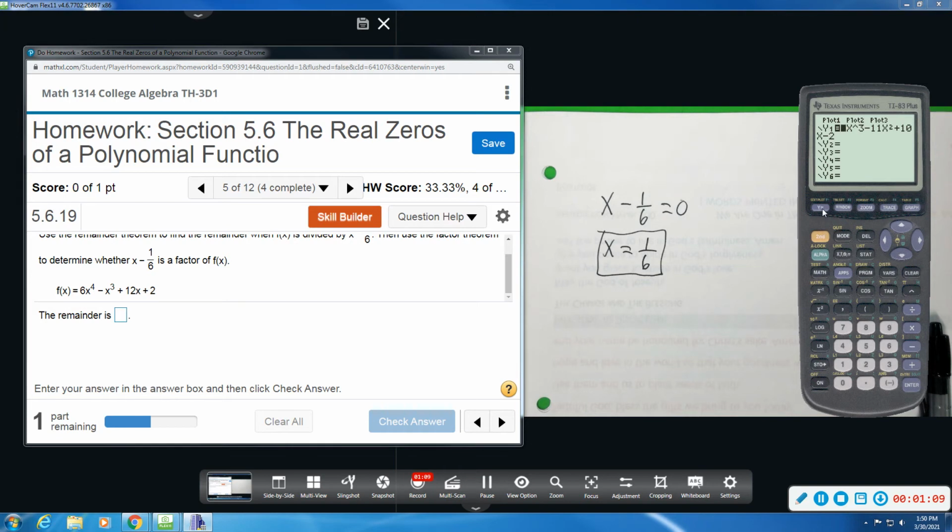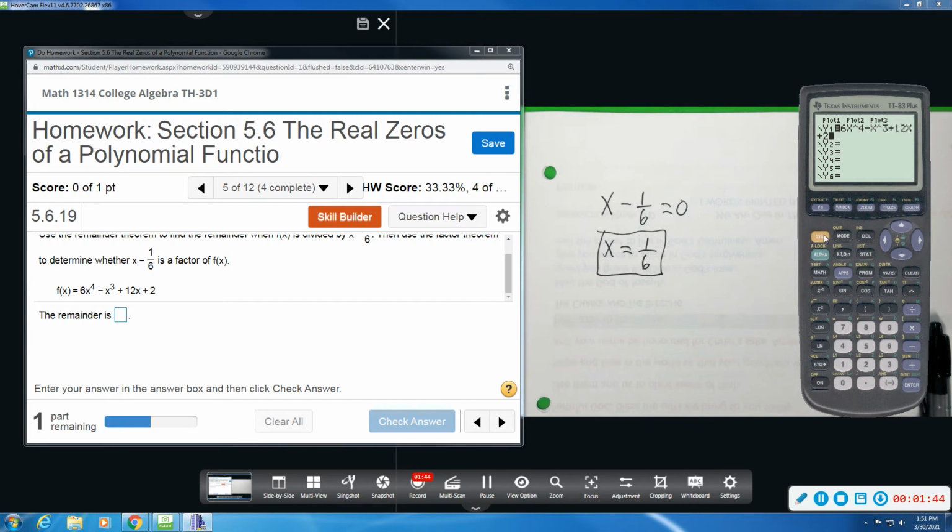I'm going to go to y equals. I'm going to type in this expression, 6x raised to the 4th, and then minus x raised to the 3rd plus 12x plus 2, and then I need to delete this last one. So 6x raised to the 4th minus x to the 3rd plus 12x plus 2.